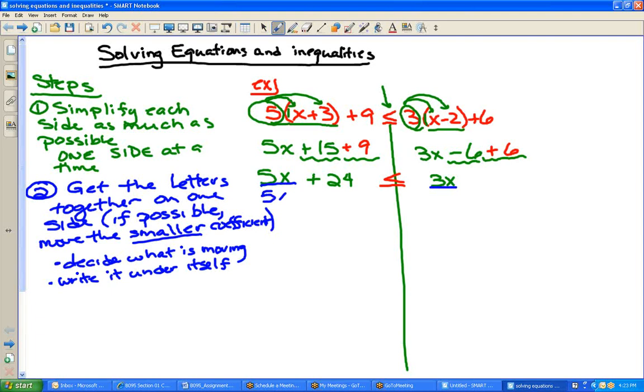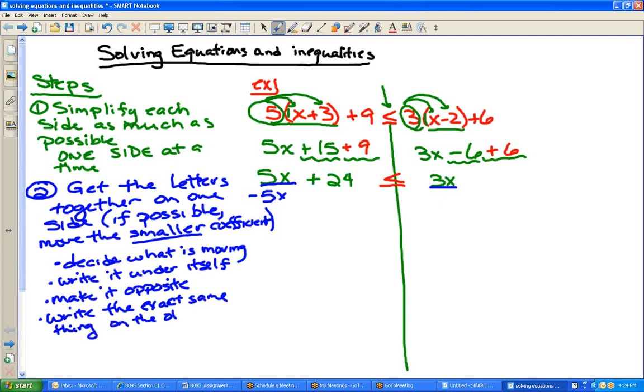Okay, right underneath itself. So this is a 5x. Make it opposite. Instead of a positive, it's a negative. So I'm going to write the negative 5x. Last little bit is write the exact same thing on the other side.